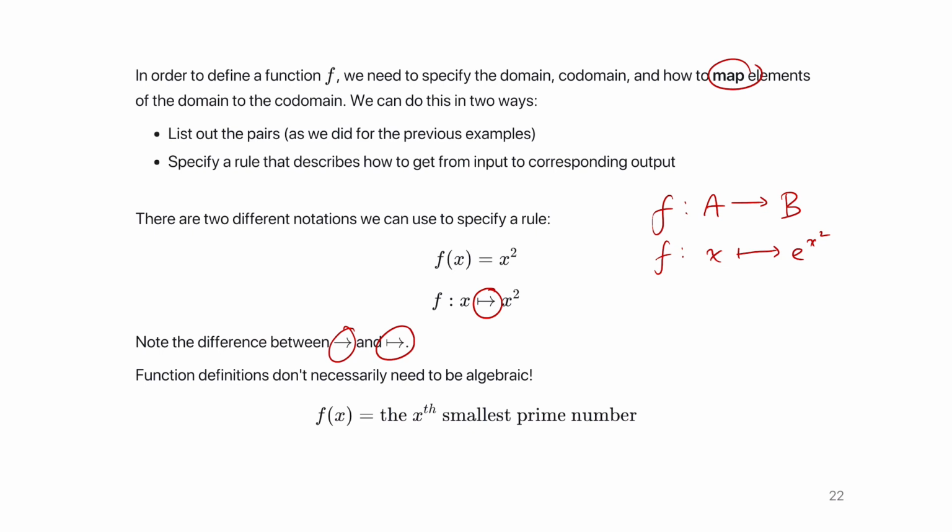Is that clear? So the one without the flat tail tells you f is just some function with this domain and this codomain. The one with the flat tail tells you f is some function that maps elements that look like this to elements that look like this. Is that clear? There's an important distinction between those two types of arrows. And functions need not necessarily be algebraic. So we could also have f of x is equal to the smallest prime number. That's also a rule that specifies how to take us from input to output. Is that clear?